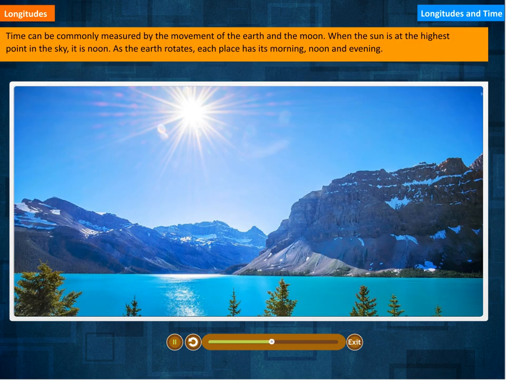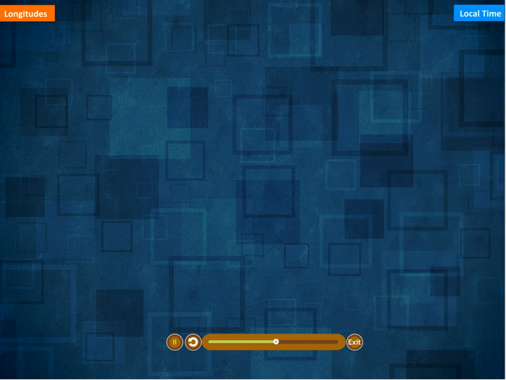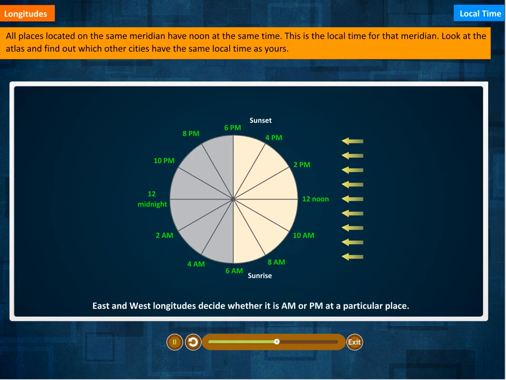Time can be commonly measured by the movement of the earth and the moon. When the sun is at the highest point in the sky, it is noon. As the earth rotates, each place has its morning, noon and evening. Local time. All places located on the same meridian have noon at the same time. This is the local time for that meridian. Look at the atlas and find out which other cities have the same local time as yours.